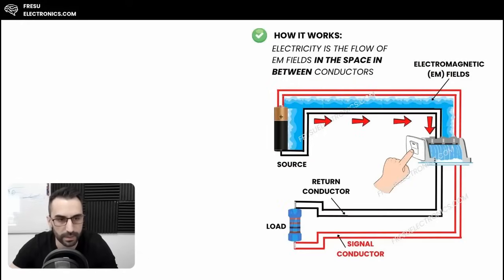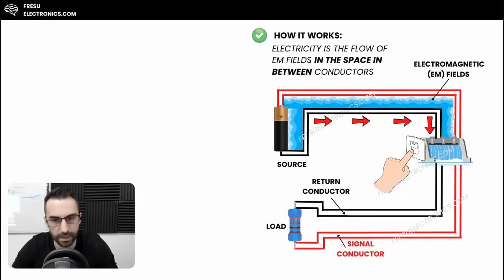Now, I propose another simple model, but this time in terms of fields instead of electrons. Here we have the source of electromagnetic fields or electromagnetic energy. Then we have the top conductor, which is the red one on the top. We have the return conductor here, which is the black one. And then we have the electromagnetic energy or electromagnetic fields.